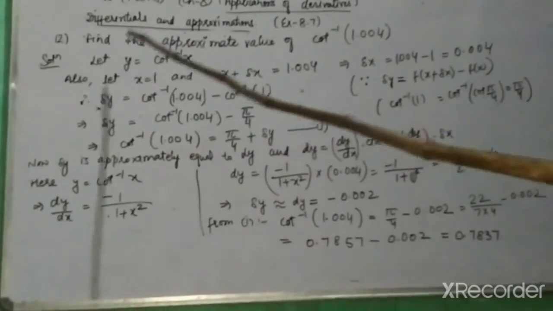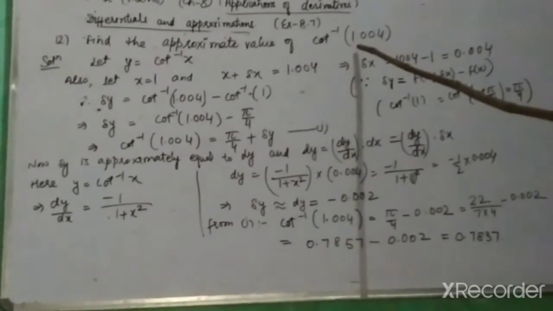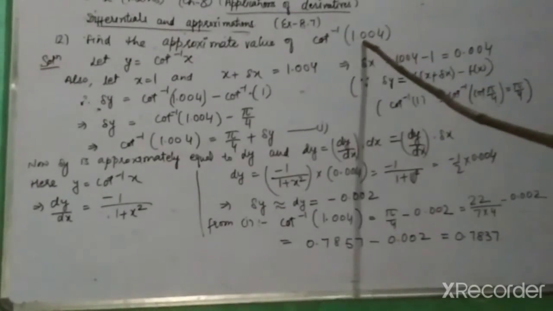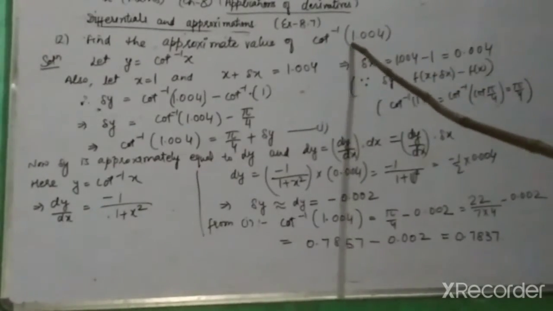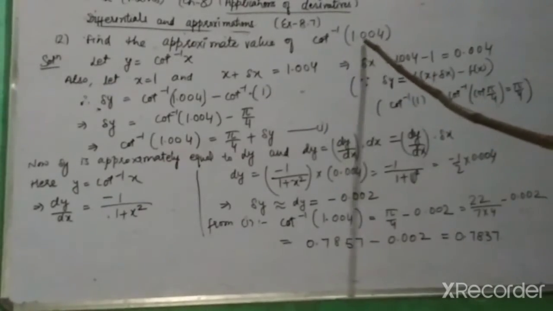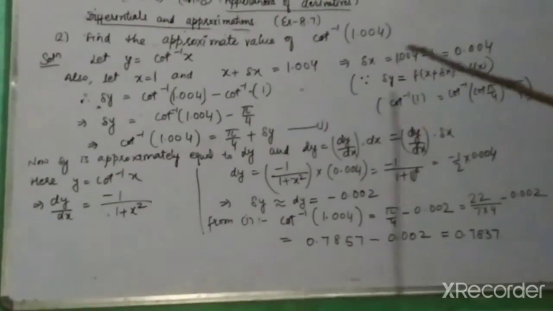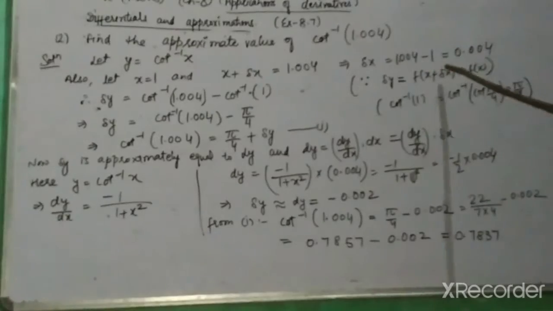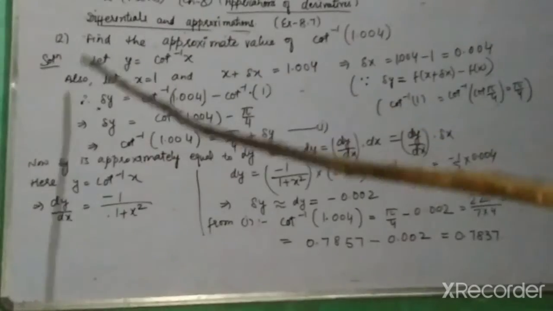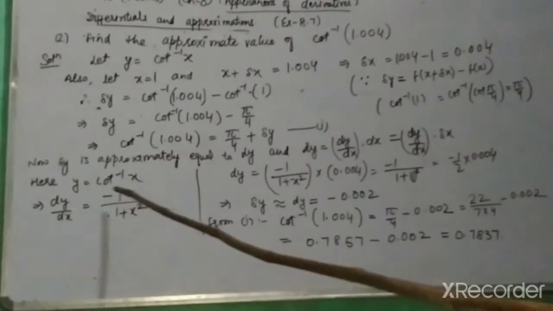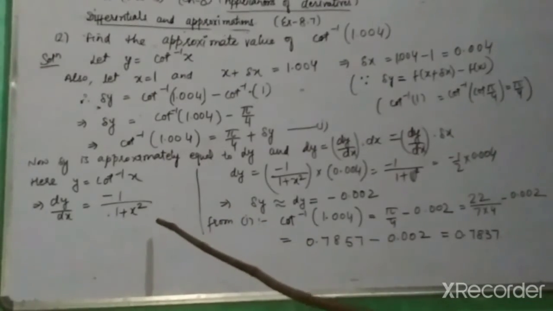Now here in the 12th sum we are given: find the approximate value of cot inverse 1.004. Here you can see that we are having 1.004. So the function is y equals to cot inverse x. Here we can take x equals to 1 and x plus del x is 1.004. So obviously del x will be equal to 1.004 minus 1, equals 0.004. Now we can find the derivative. Derivative of cot inverse x is minus 1 upon 1 plus x square.